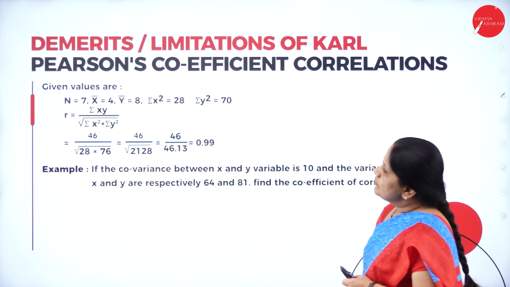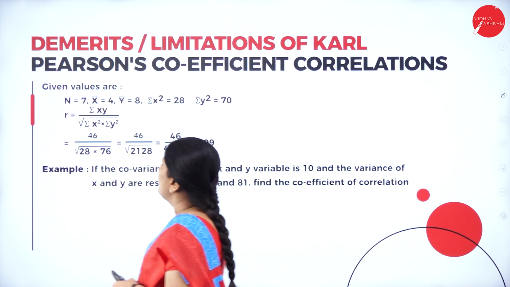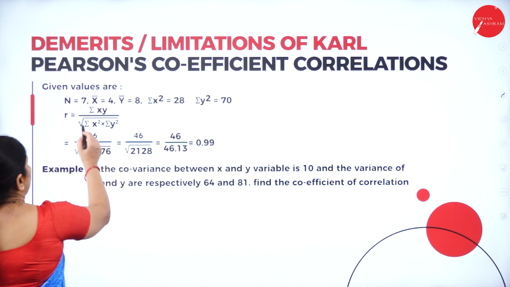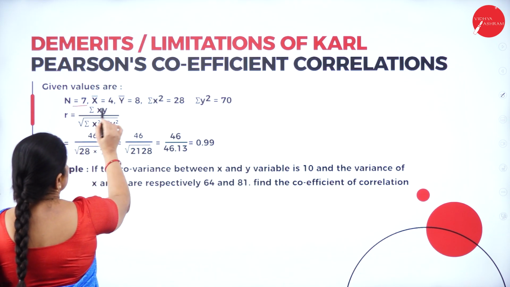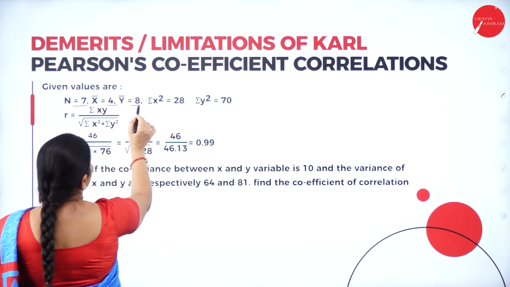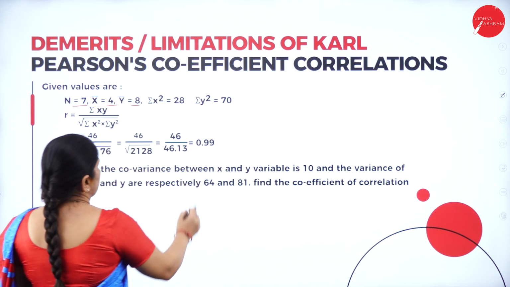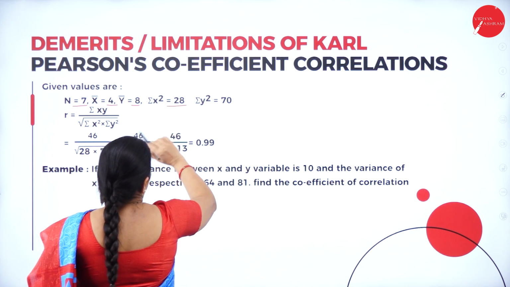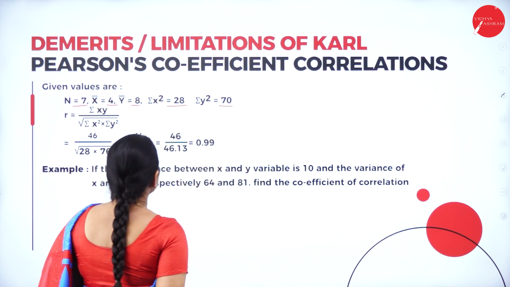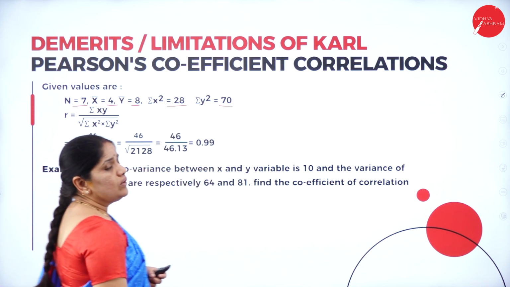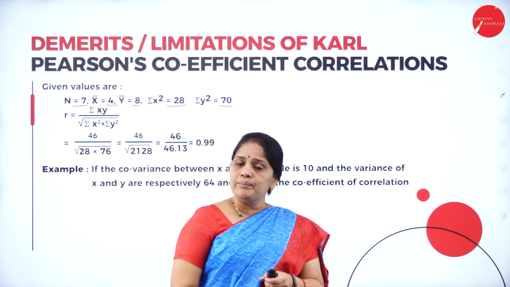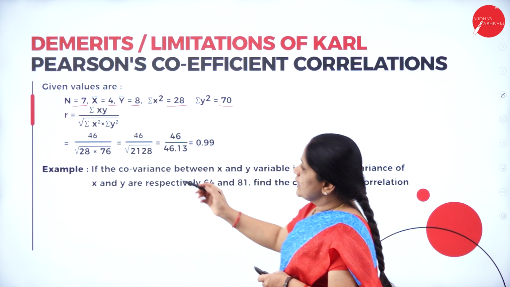Now, we have the given values here. So, the given values are n equals 7, mean of x equals 4, mean of y equals 8, sigma x square is 28, sigma y square is 70. Now, we have to apply the formula here. So, what is the formula here?